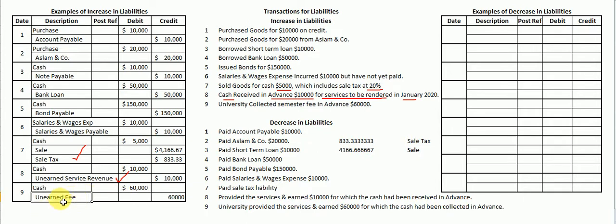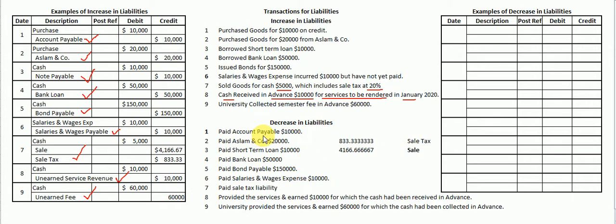We call it unearned fee, and this is another type of increase in liability. Why? Because this unearned fee title is used as a liability for the university. So dear students, unearned fee is a liability. Unearned service revenue is also an increase in liability. Sales taxes are also an increase in liabilities, right? So these are the examples of liabilities increase in each and every example. So I hope, dear students, you have learned.